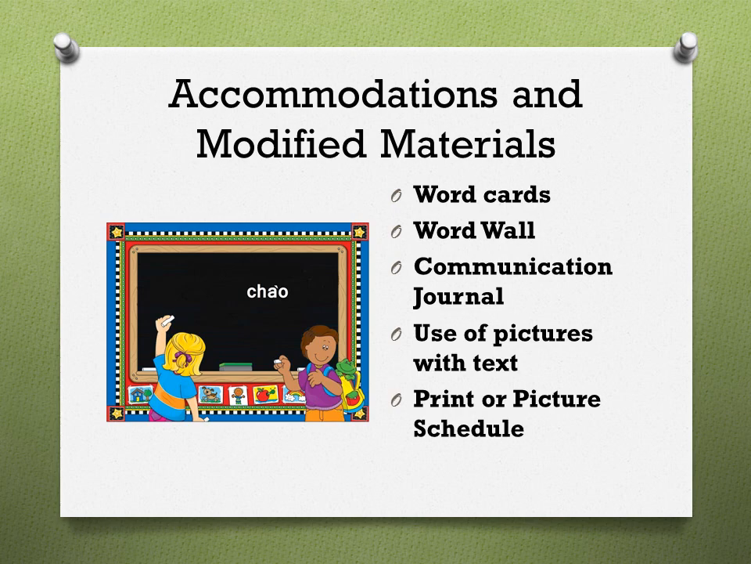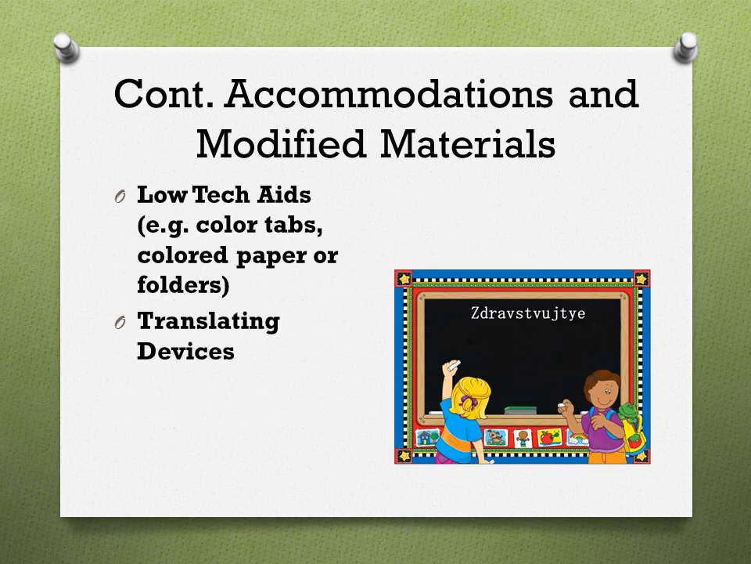Accommodations and modified materials consist of word cards, word wall, communication journals, use of pictures with text, print or pictured schedule, low-tech aids, and translating devices.